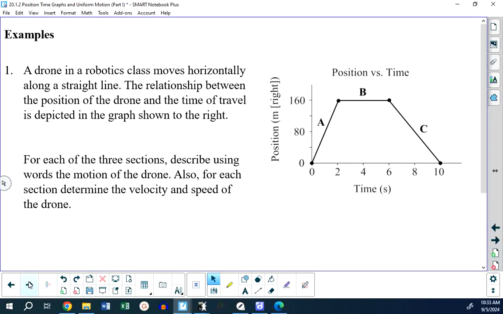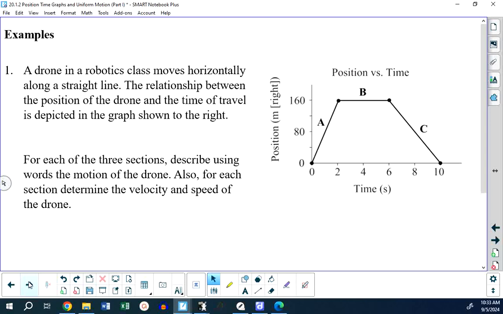Examples. A drone in a robotics class moves horizontally along a straight line. I find that some students will look at this graph and say, it's a confusing thing to think about. They'll look at the shape of it and they'll go, that's not moving in a straight line. Well, the drone is moving in a straight line. The graph of its motion doesn't have to look linear. Okay?